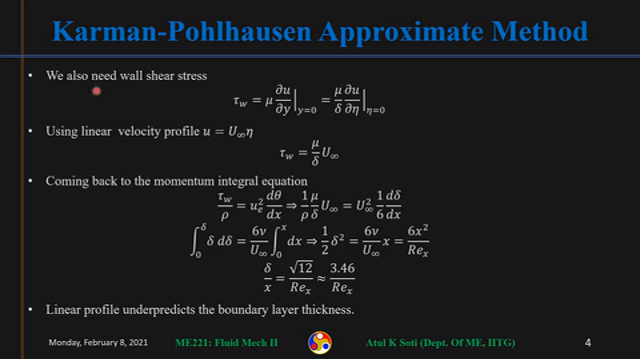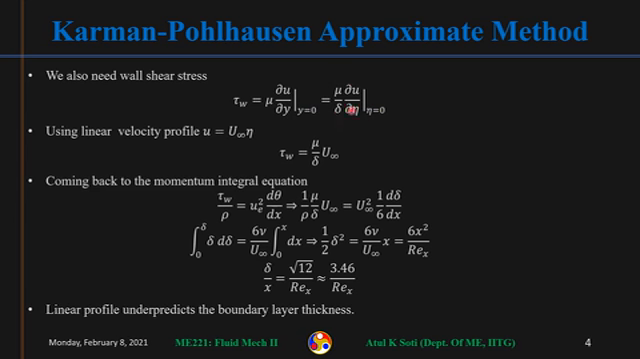We have momentum thickness. Then we need wall shear stress. So tau wall is simply mu del u by del y at y equal to 0, the shear stress at the wall. I can write del u by del y as del u by del eta times del eta by del y, and del eta by del y is 1 upon delta. So this will become mu upon delta, and then del u by del eta at y equal to 0, which means eta equal to 0. So that is the expression for wall shear stress.